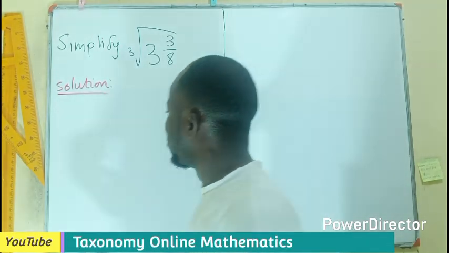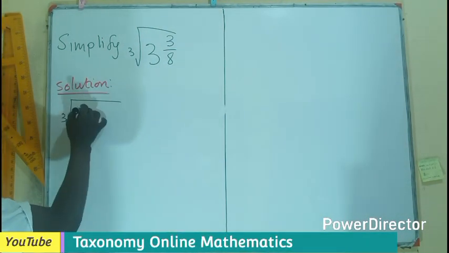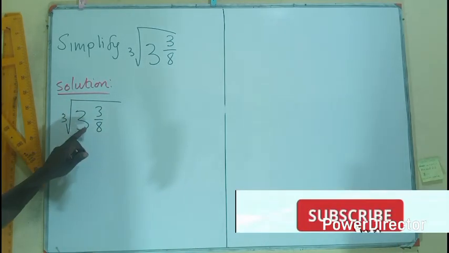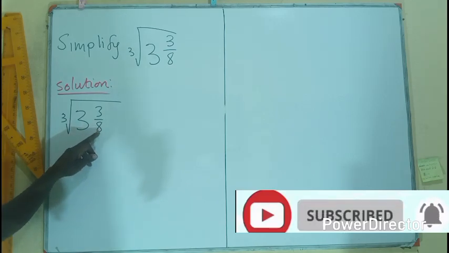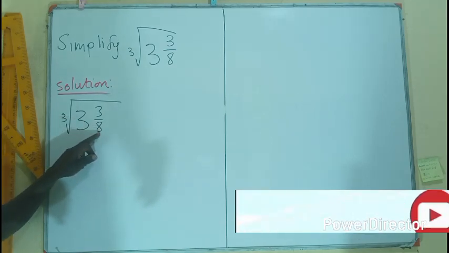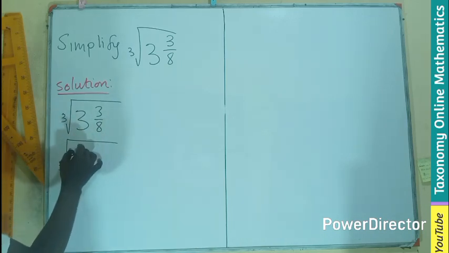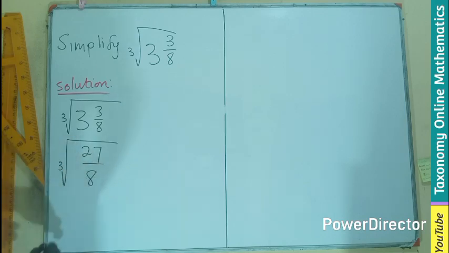Alright, so let's simplify what we have been given. The cube root of 3 whole number 3 on 8. Remember, this is a mixed fraction which we can change into an improper fraction. So this becomes 3 times 8 plus 3. So the cube root of that would be 24 plus 3, 27 divided by 8.